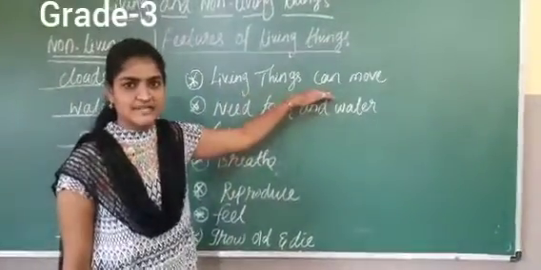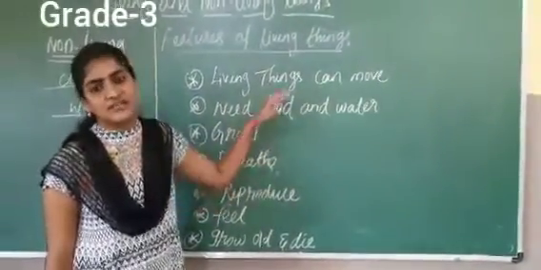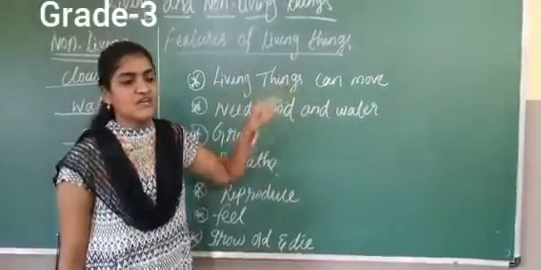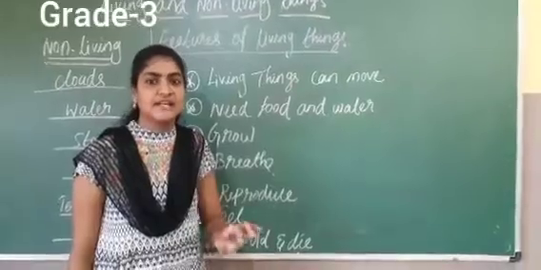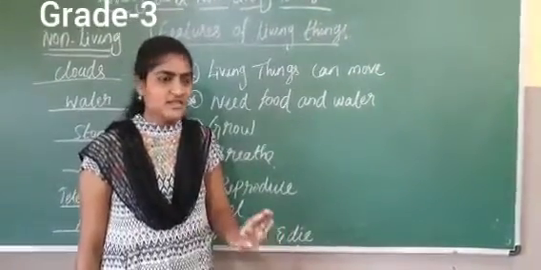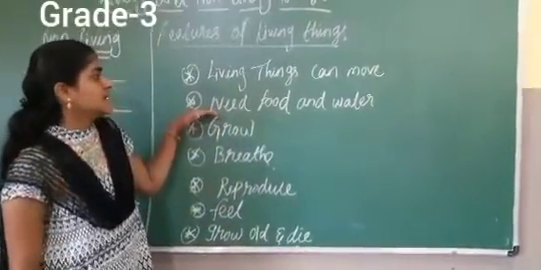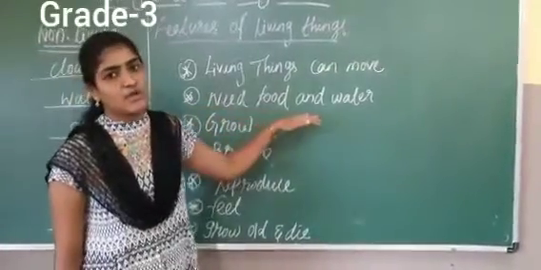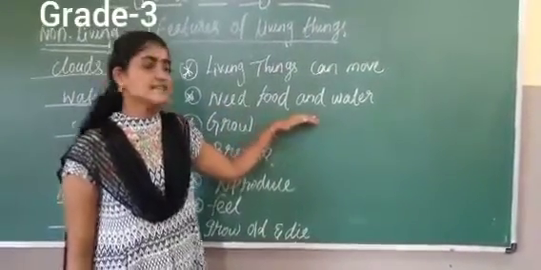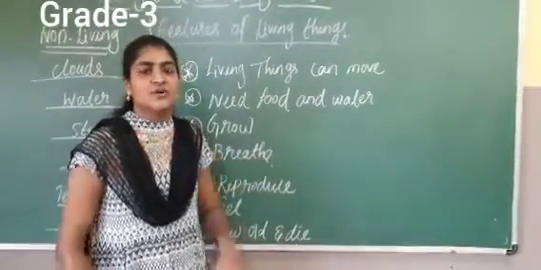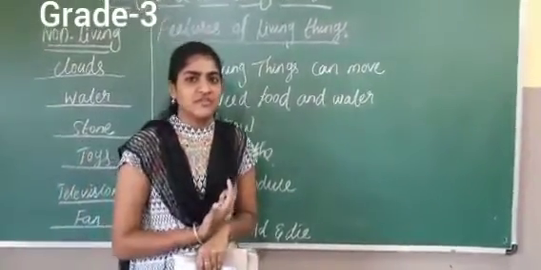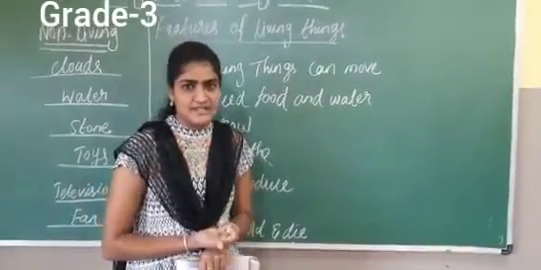Right, living things can move from one place to another, but non-living things cannot move. Wherever you keep the things, they will stay in that place until you move them. And second, living things need food and water. Obviously, plants and animals need food for growth and development. For example, take humans. We also come under the category of animals.